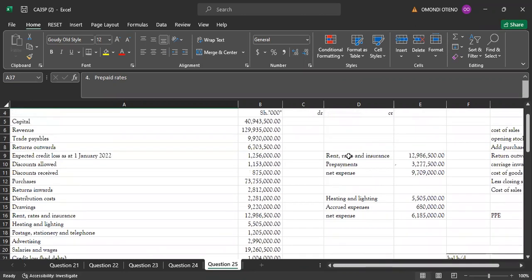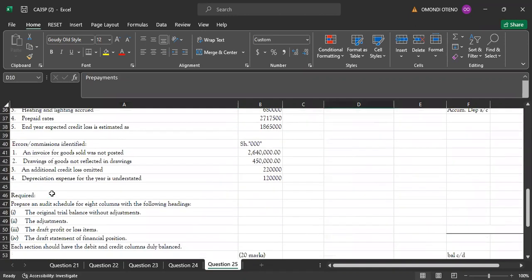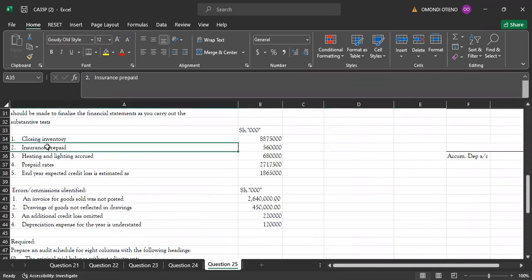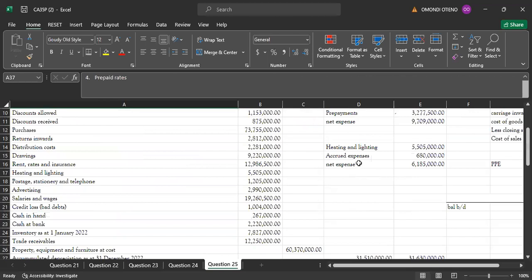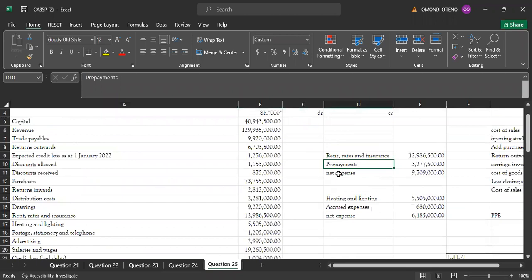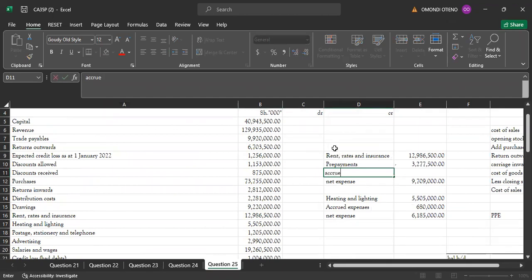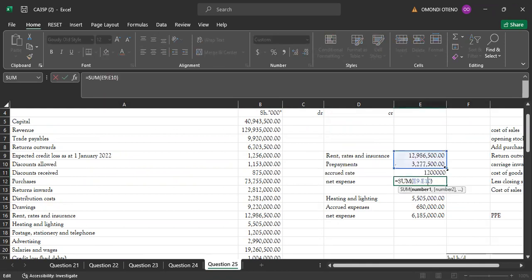For example, we have rent, rates, and insurance. This is the figure. Then under prepayment, we only have insurance prepaid. And for the rates, it is not prepaid, but it is accrued. So if this one is prepaid while this other one is accrued, we get the net effect. That is, we subtract what's supposed to be subtracted, which is the prepayment. But the accrual, we add it. If we have accrued rates, remember accrual is being added. We could have added it here.